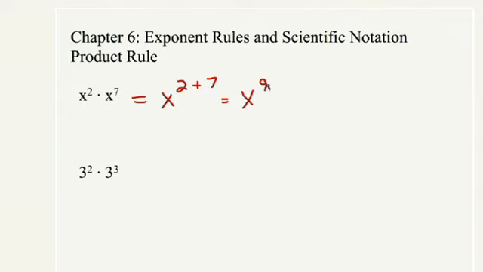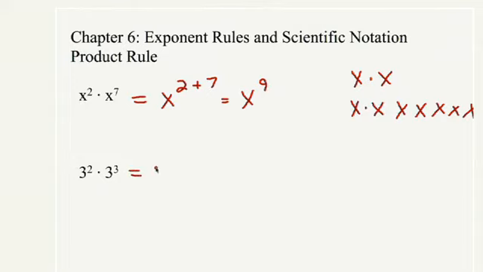It's worth mentioning that really all you're doing here is just counting. X squared represents two x's multiplied together. X to the 7th represents 7 x's multiplied together. So if you add the total number of x's that are being multiplied together here, it's a total of 9 x's. So really all the product rule is simply counting how many of each thing are being multiplied together. The same thing applies if you have numbers raised to a power.